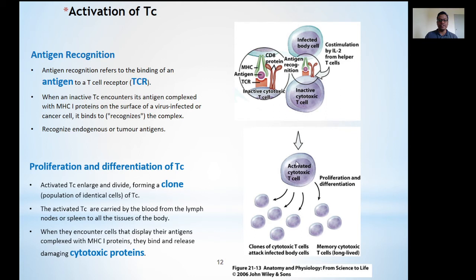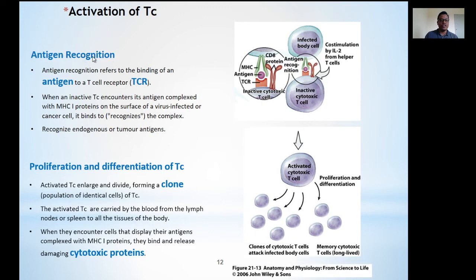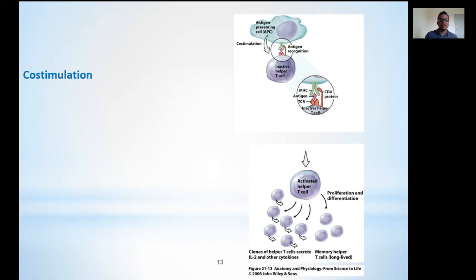You can observe here the activated TC will clone itself into a large number of active cytotoxic T cells, which will attack the infected body cell, and also a portion will become memory cells. And then besides the antigen recognition by the cytotoxic T cells themselves, they will also be stimulated, or co-stimulated, by the helper T cells.